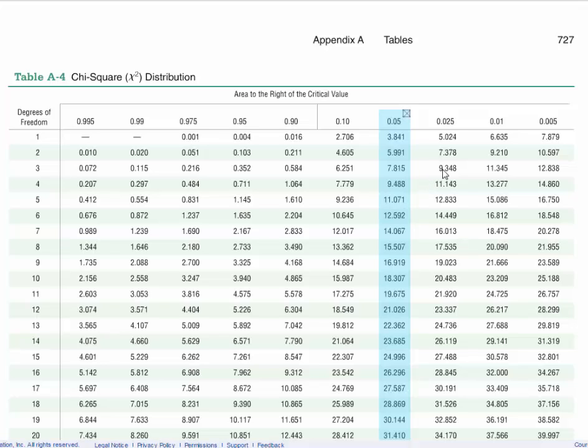So for this table, basically we've got 2 columns that we're using, the degrees of freedom column and the column for significance level of 0.05. And once we get our degrees of freedom, we'll go over here, find our critical value, and then as we have in other hypothesis tests, what we'll do is find a test statistic and compare it to the critical value. If it's greater than the critical value, we'll reject the null. If it's less, we'll fail to reject the null.